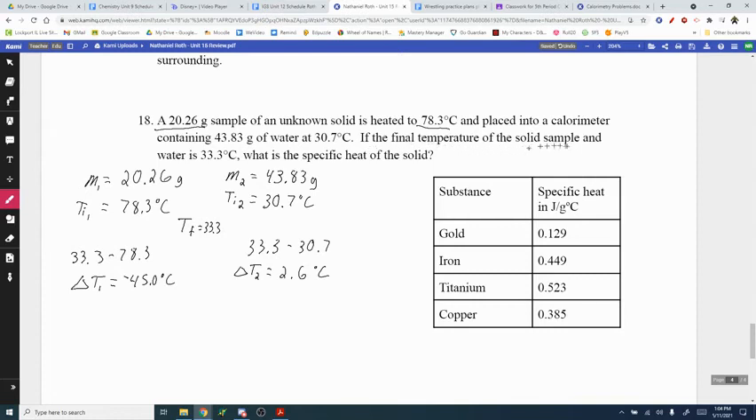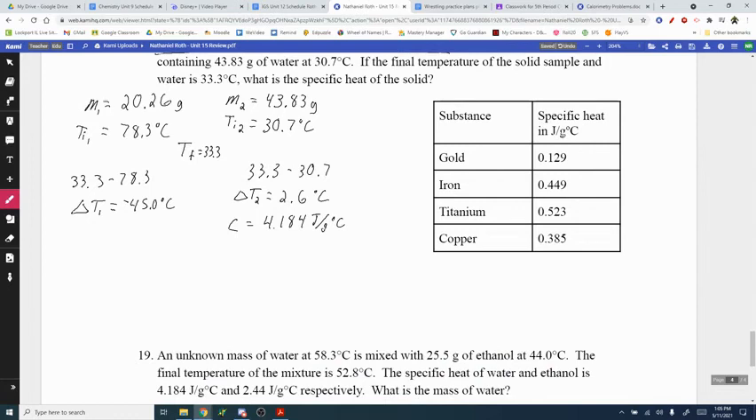If the final temperature of a solid sample and water is, oh, we already said that. What is the specific heat of the solid? Now, the other thing is, it doesn't give us the specific heat of the water, but we know that the specific heat of water is 4.184 joules per gram degrees Celsius.